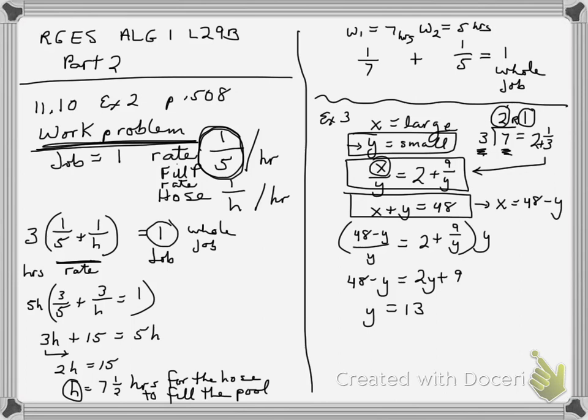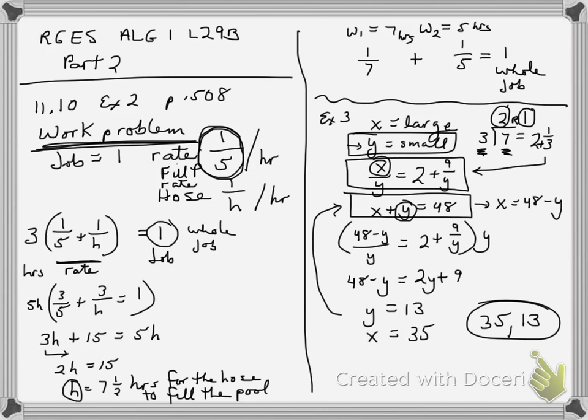So how would I then solve it for the x? I'd go ahead and plug that 13 right back in here, and x plus 13 equals 48, so x will have to equal 35. So my two numbers, my two integers, are going to be 35 and 13.